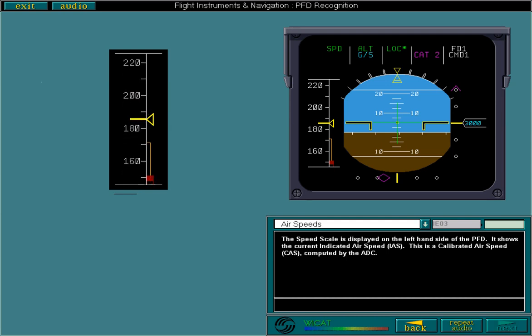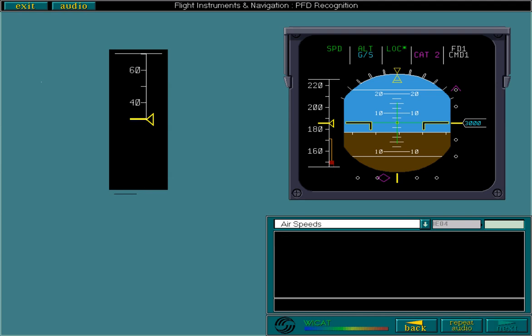The speed scale moves as the aircraft speed varies. The aircraft symbol, yellow line, shows the current computed airspeed. When the aircraft is stopped, the scale will show 30 knots, which is its lowest value, and only half the speed scale is visible. Airspeed is actually displayed when the aircraft exceeds 30 knots. The scale is marked in 10-knot increments and numbered every 20 knots.